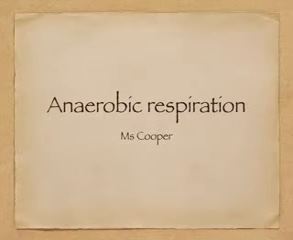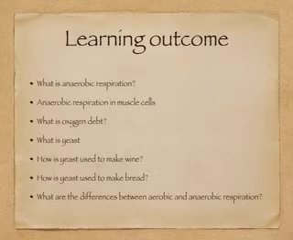In this topic, we're going to discuss anaerobic respiration. So we're going to look at what is anaerobic respiration and how it happens in muscle cells, something called the oxygen debt, yeast and how yeast is used to make wine and bread, and then the differences between aerobic and anaerobic respiration.